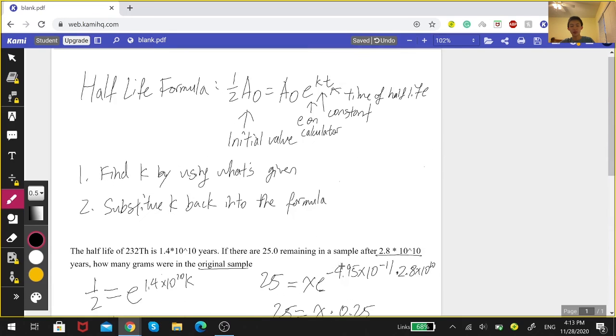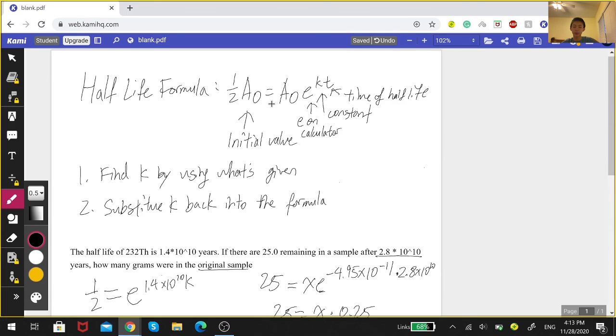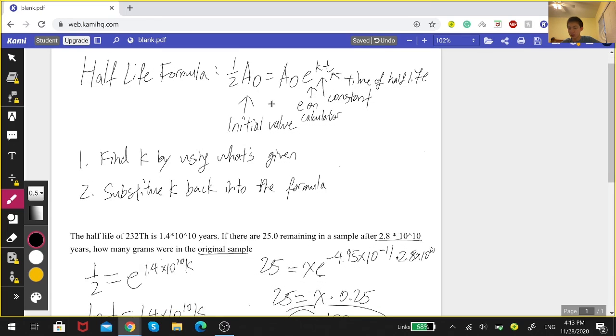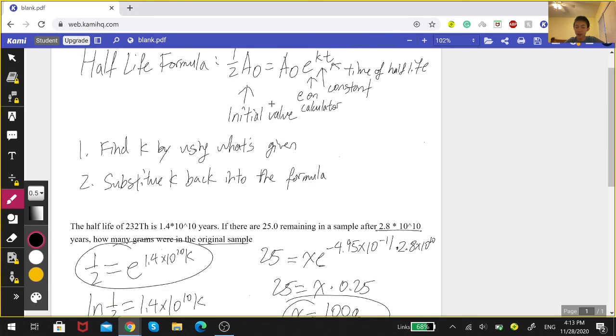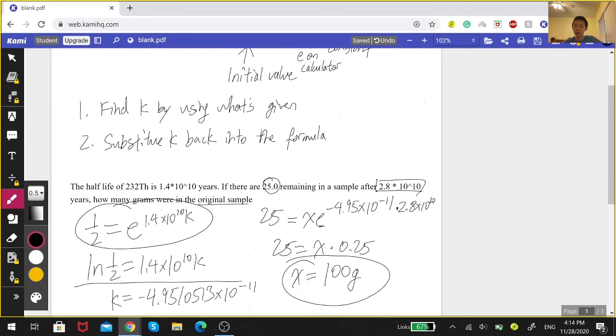So again, the steps are very simple. First, we're going to use 1/2 of A0 is equal to A0 e to the kt. A0 and A0 cancel out depending on what you're looking for. We're looking for the original sample, which is A0, that's why the A0s cancel out. But if I told you the original sample and you want to find something else, you're going to keep the A0s. Then your job is to find k first. After you found k, you substitute k back into the equation using another part of the information you're given, like 25 grams remaining after this many days. And then after that, we just do algebra using our calculator, and we can find the value of x, which is what we're looking for.